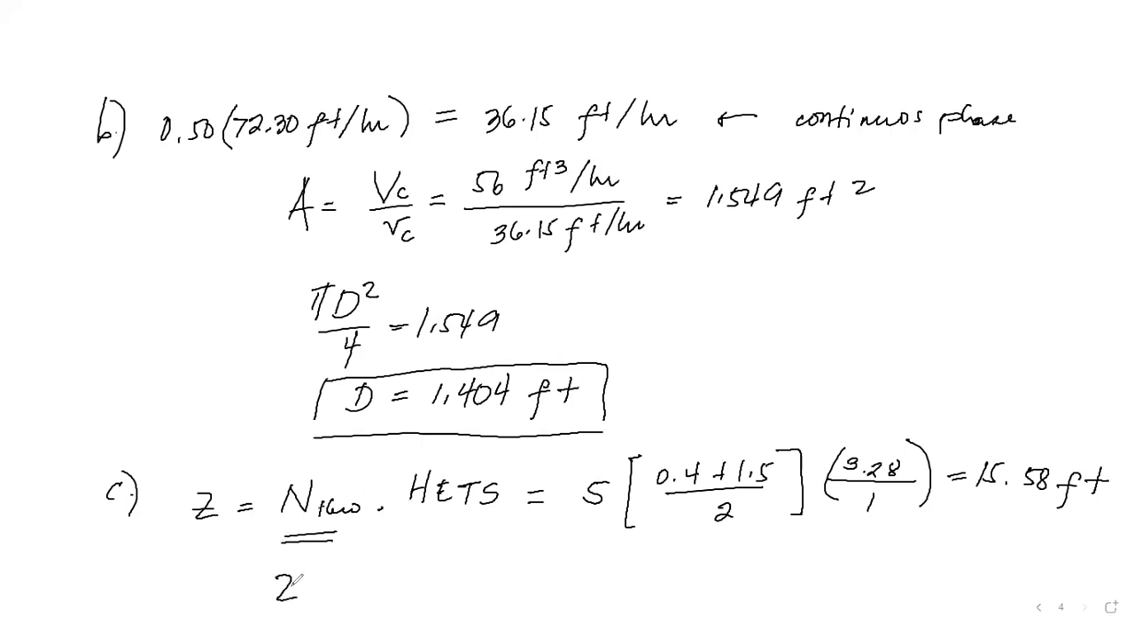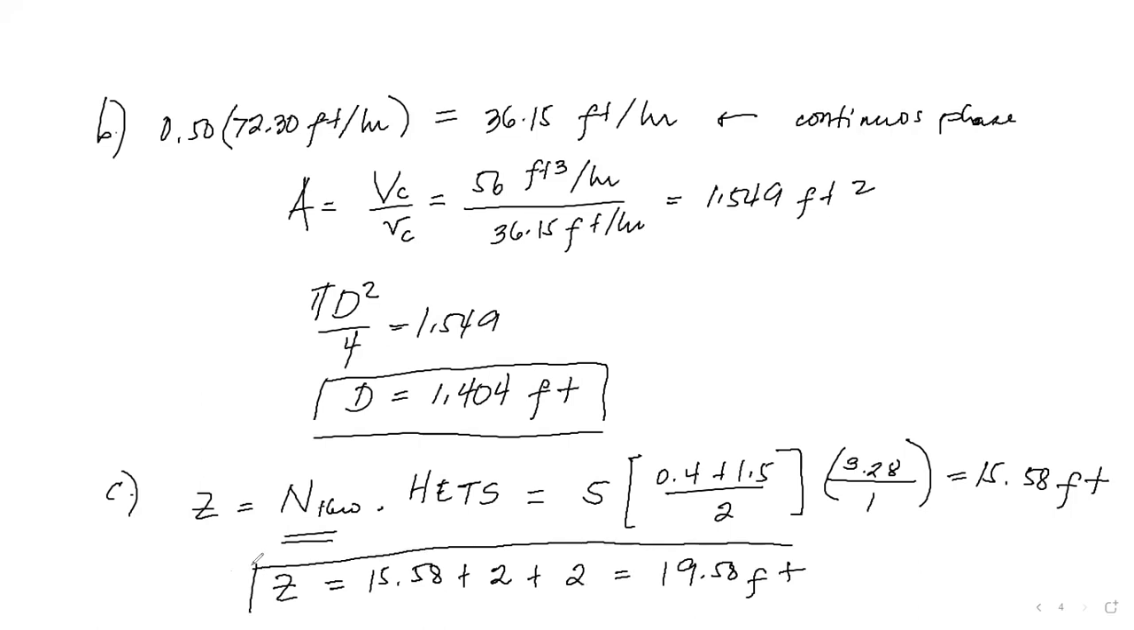We have to account for the settling zones in our tower, in the same way with the inlet nozzles. So we are to add 2 feet for the inlet nozzles and 2 feet for the settling zone. So our true height for the tower will be 15.58 plus 2 feet for the inlet zones and 2 feet for the settling zones. So your tower would be 19.58 feet tall, which will have 5 theoretical stages.